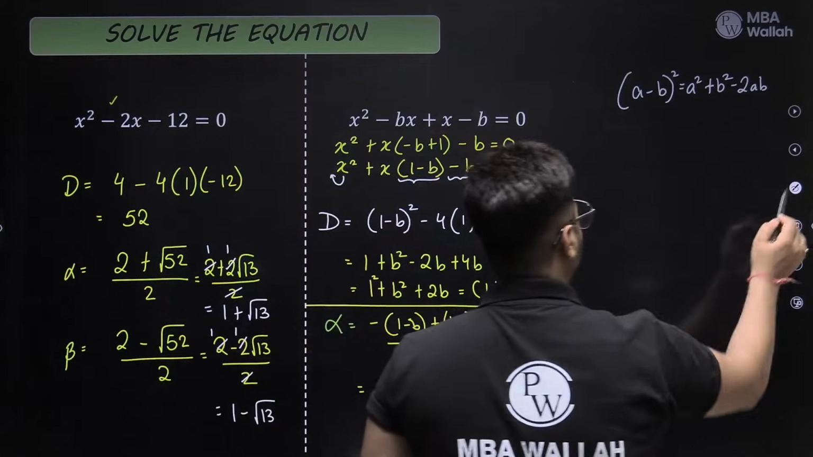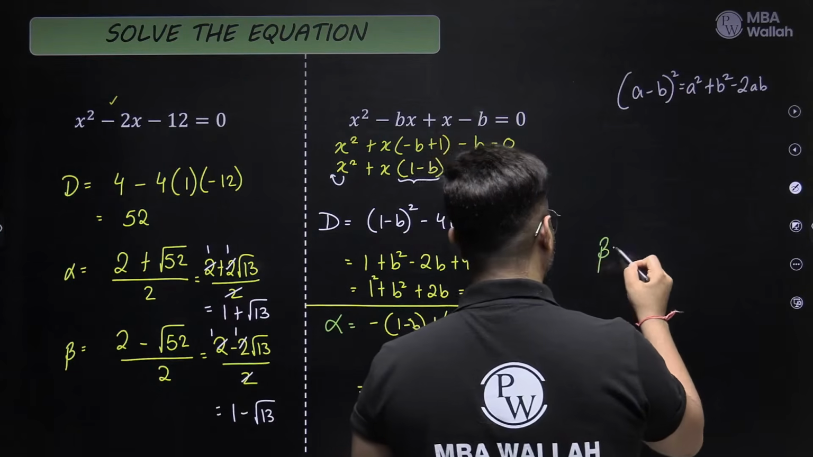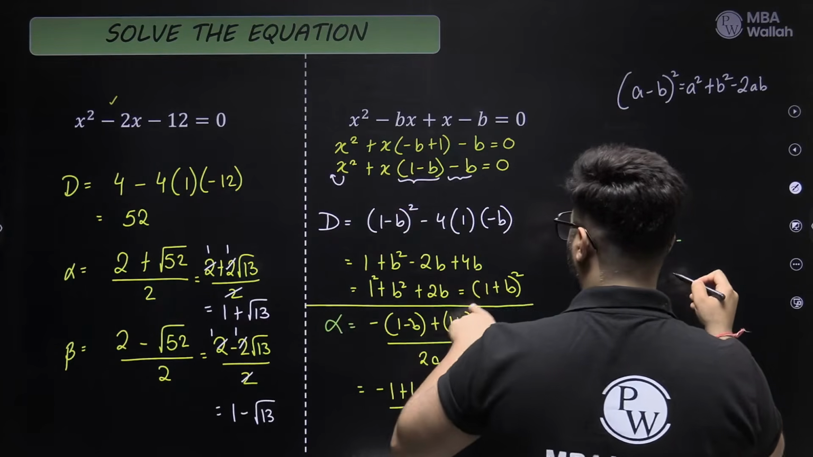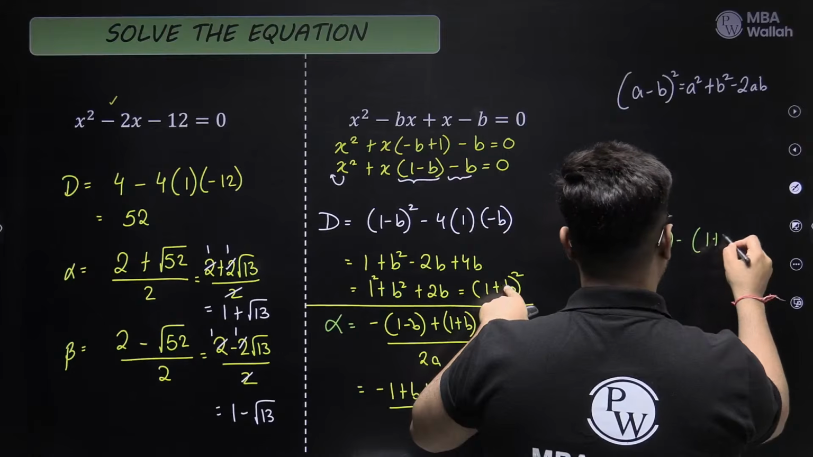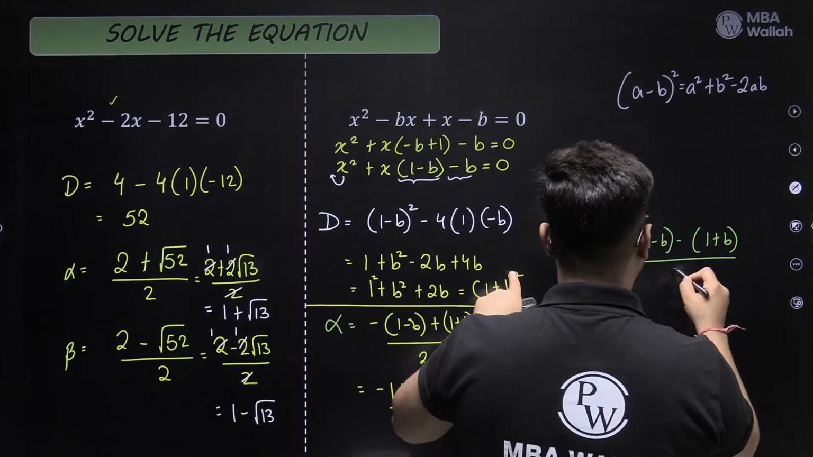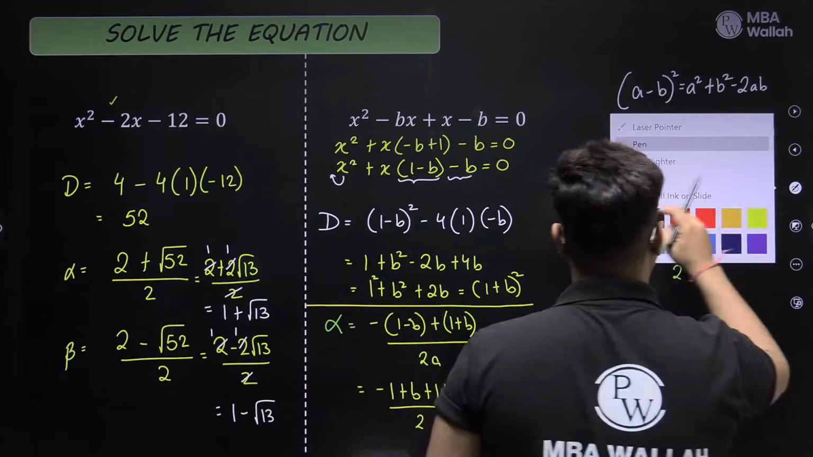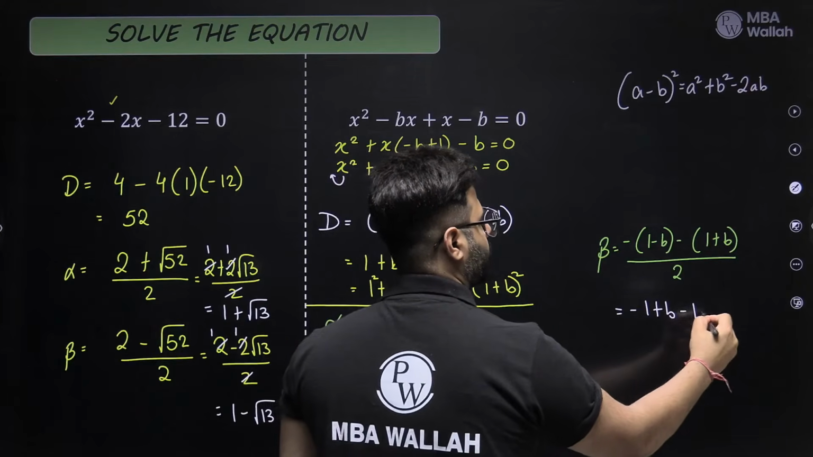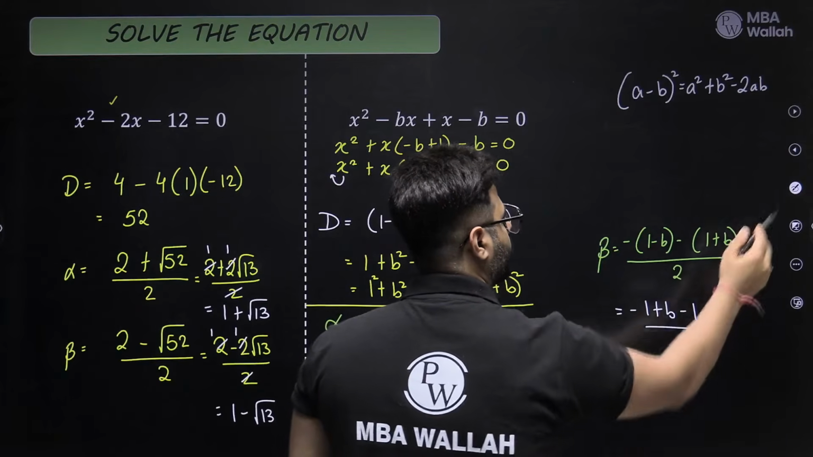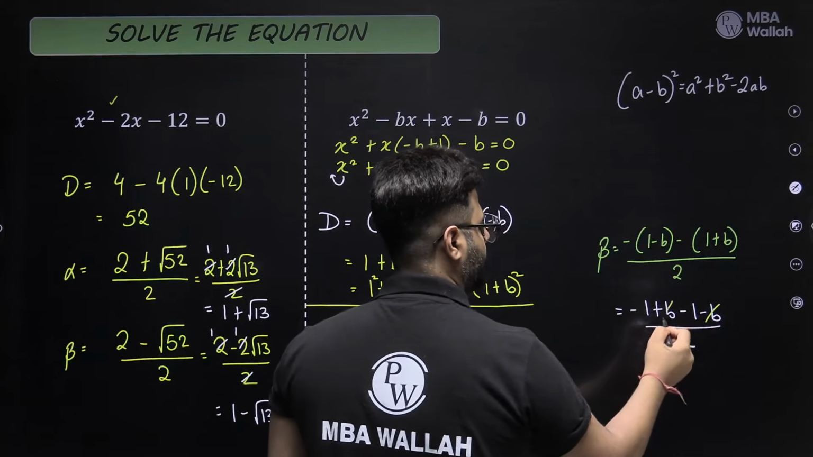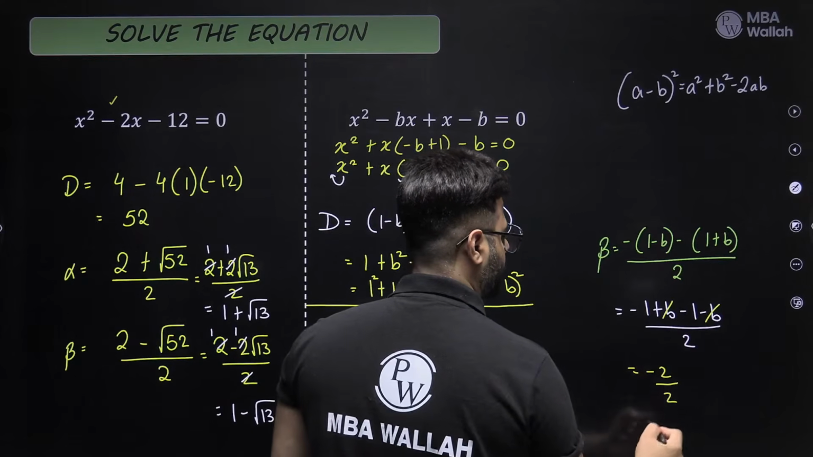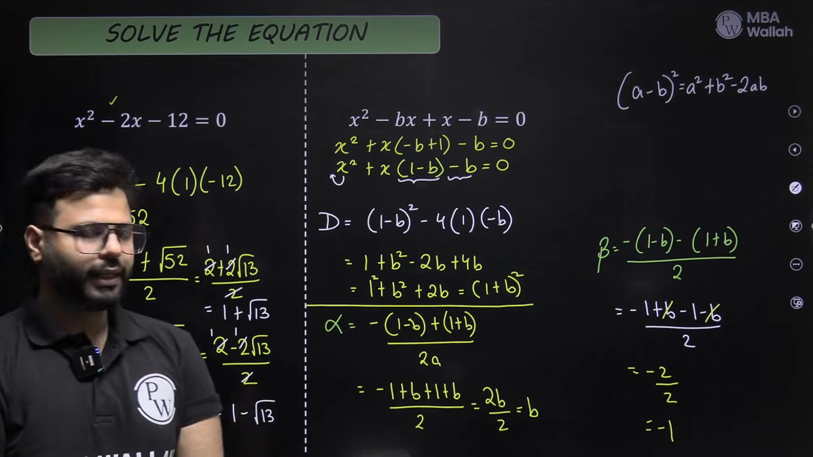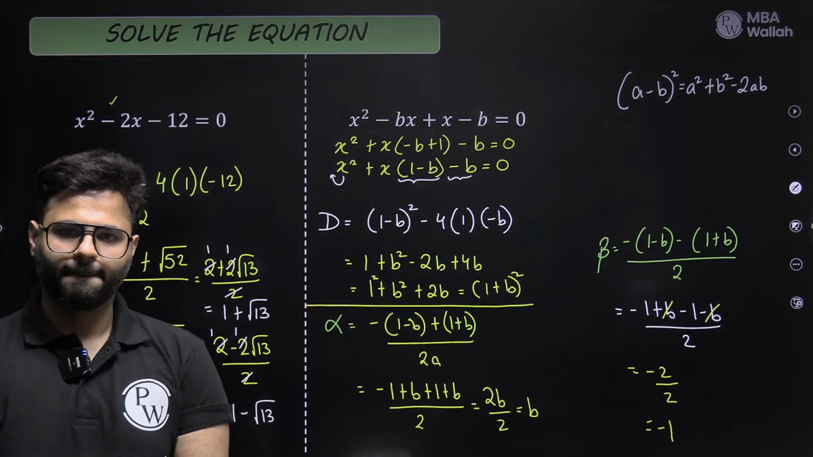Perfect. What about the beta, guys? Again, minus b, that means minus of 1 minus b, minus root D, the square root of this will take away the square, upon 2a. Coefficient of x square is 1. Fine. So this is minus 1 plus b minus 1 minus b upon 2. This time the b gets cancelled and you get minus 2 by 2 and that's minus 1. So how many of you got alpha as b and beta as minus 1? Crazy, right?